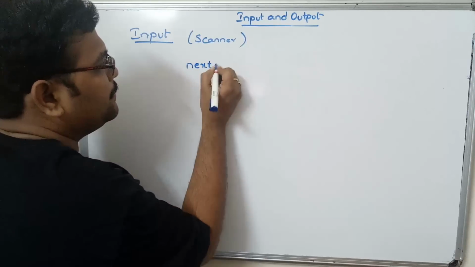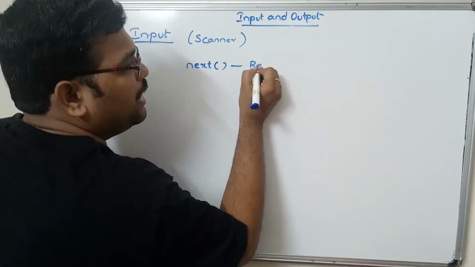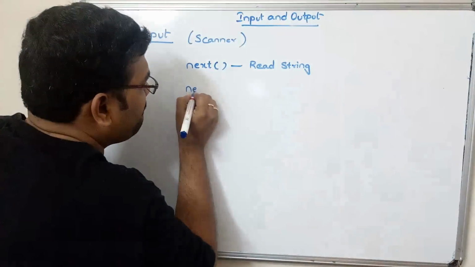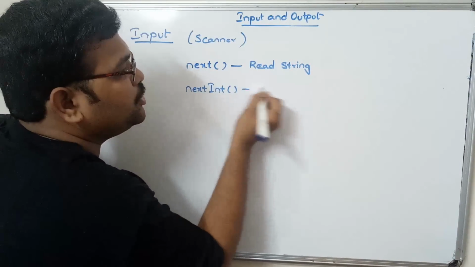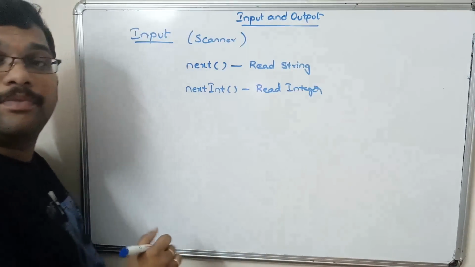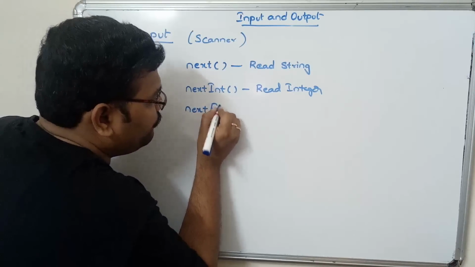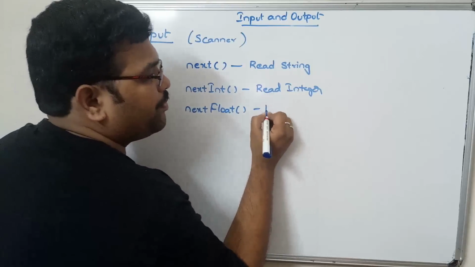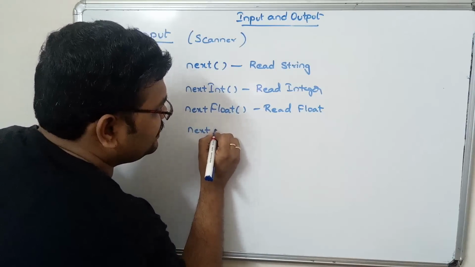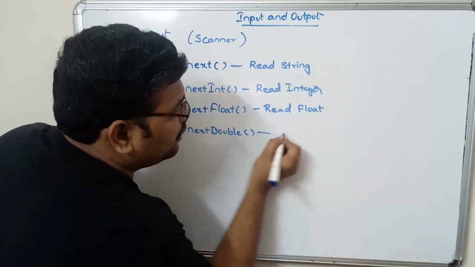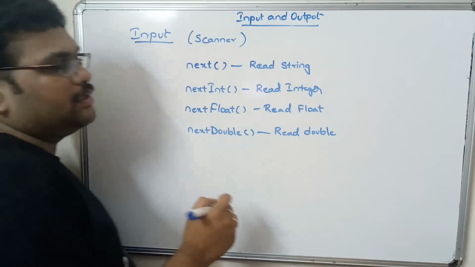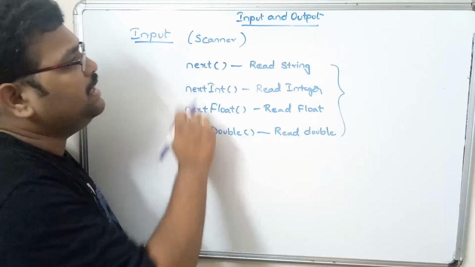The next method is used to read a string. nextInt is used to read an integer. Similarly, nextFloat is used to read a float value. nextDouble is used to read a double value, right? So these are a few of the methods available in the Scanner class.